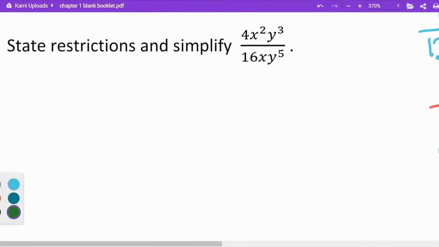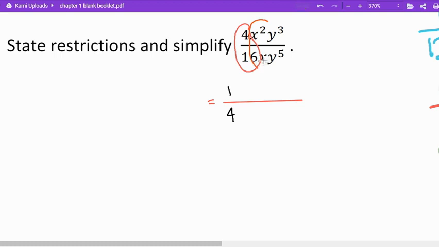Rational expression. So let's start with the coefficient. A coefficient is a number in front of a variable. So I've got 4 and 16. What do they simplify to? 1 over 4. Okay, so I've got my fraction line. I start with 1 over 4, right? And so we just deal with each variable and each coefficient on its own.